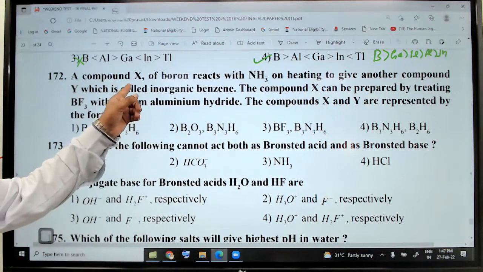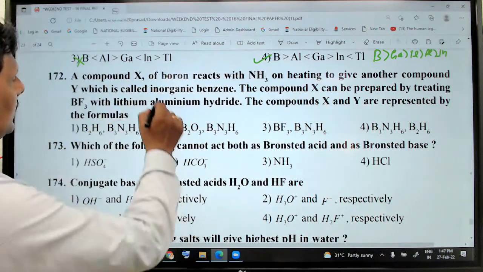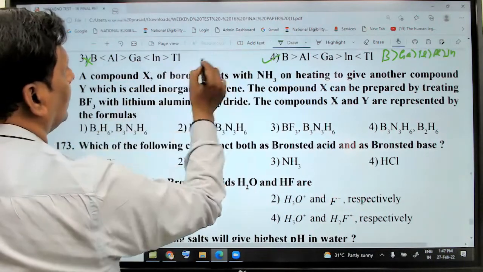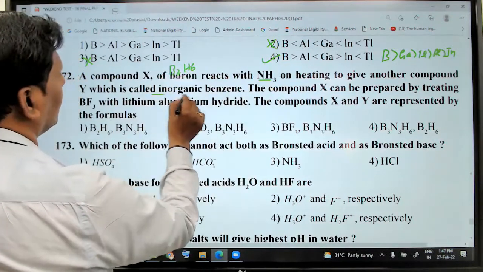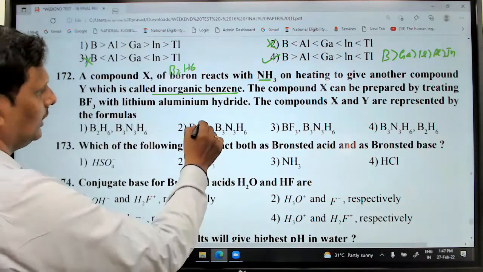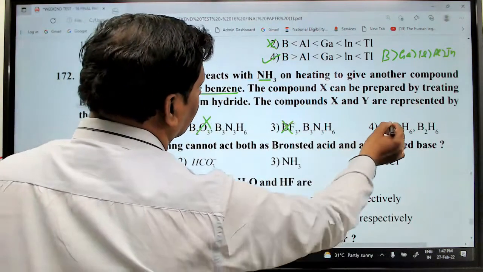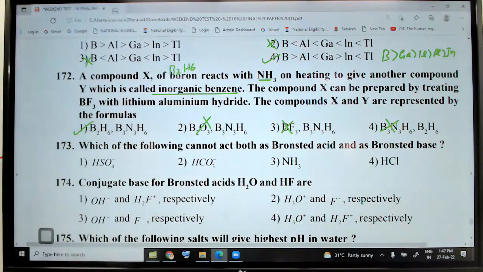Compound X of boron reacts with ammonia. It's nothing but diborane. Diborane reacts with ammonia, and inorganic benzene is formed. X is diborane, so only the option X is correct, the others are incorrect. A compound X can be prepared by treating BF3 with aluminum chloride. That's very simple. Question 172 is a very simple question.